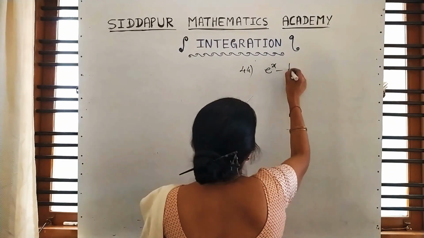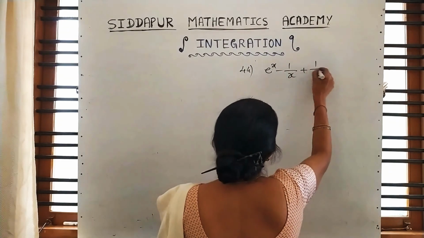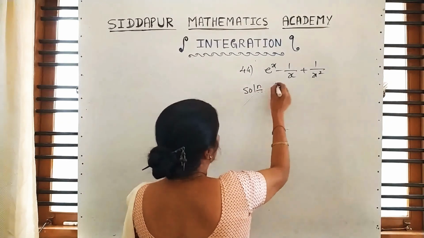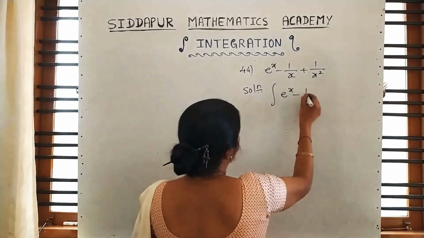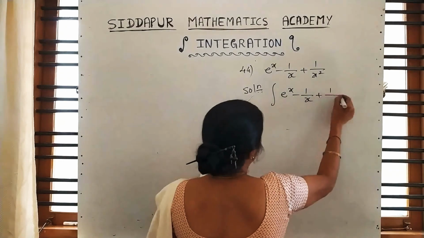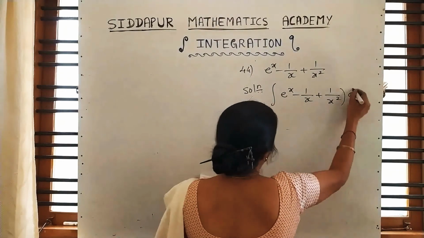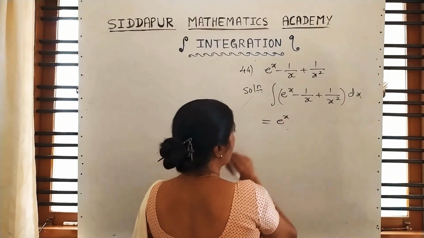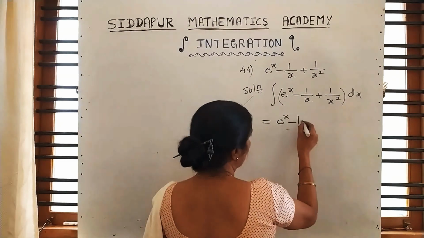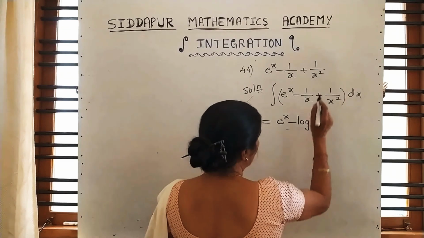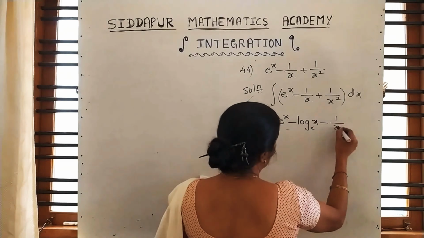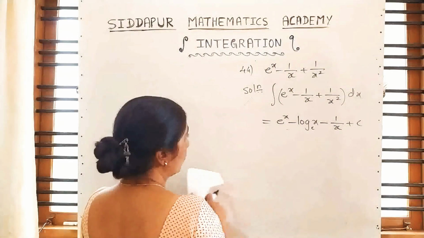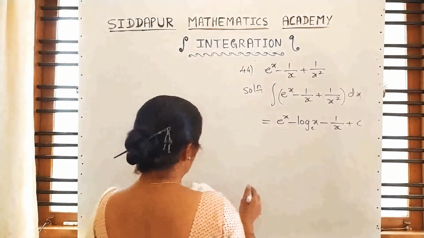e raised to x minus 1 by x plus 1 by x square. What is the integration of e raised to x? E raised to x. Integration of 1 by x is log x to the base e. Integration of 1 by x square is minus 1 by x plus c. If you keep the formula list with you, then it becomes very simple.